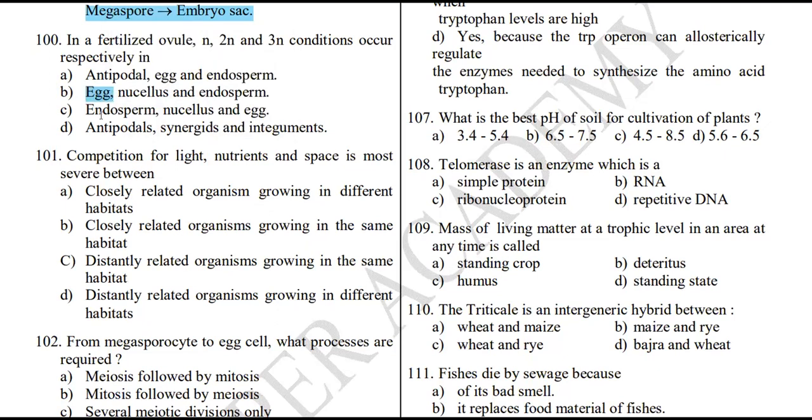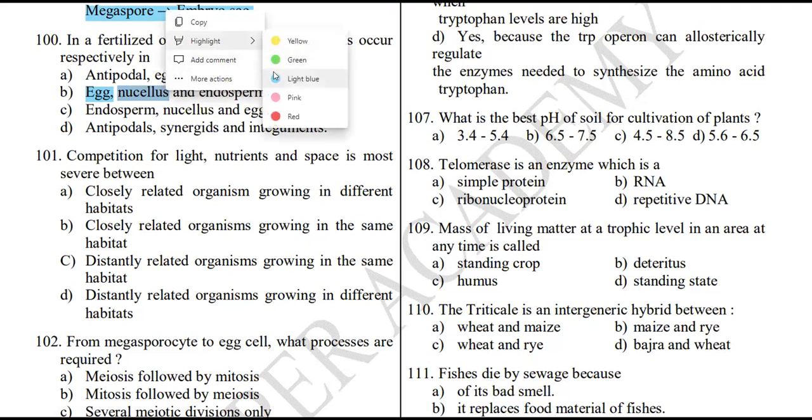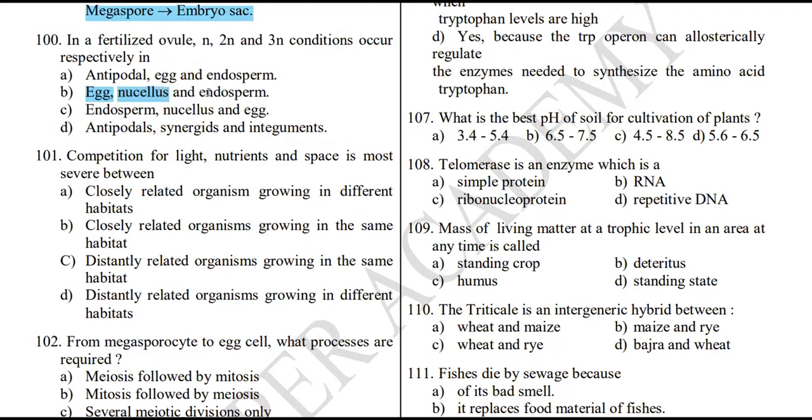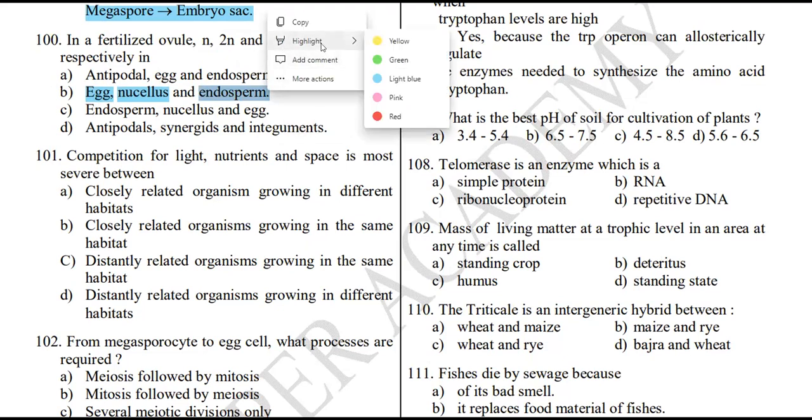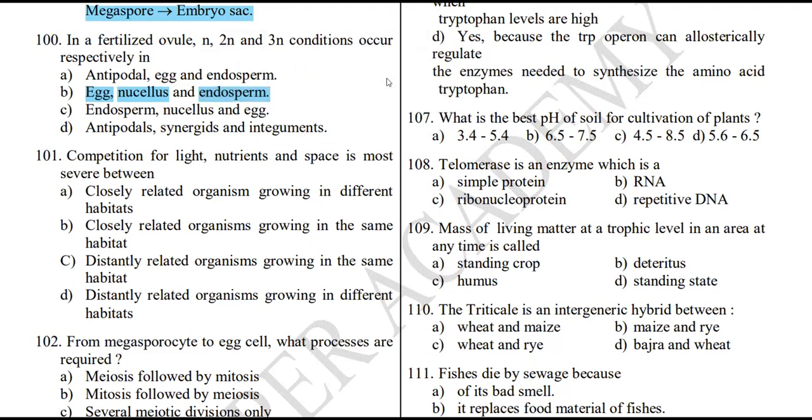Okay. So the egg is going to be N and the nucellus is going to be 2N. The nucellus is the one which gives rise to the megaspore mother cells, right? Yes. And then the endosperm in an angiosperm is going to be triploid in nature. So you have to remember they are triploid. So the answer is very simple, option B.